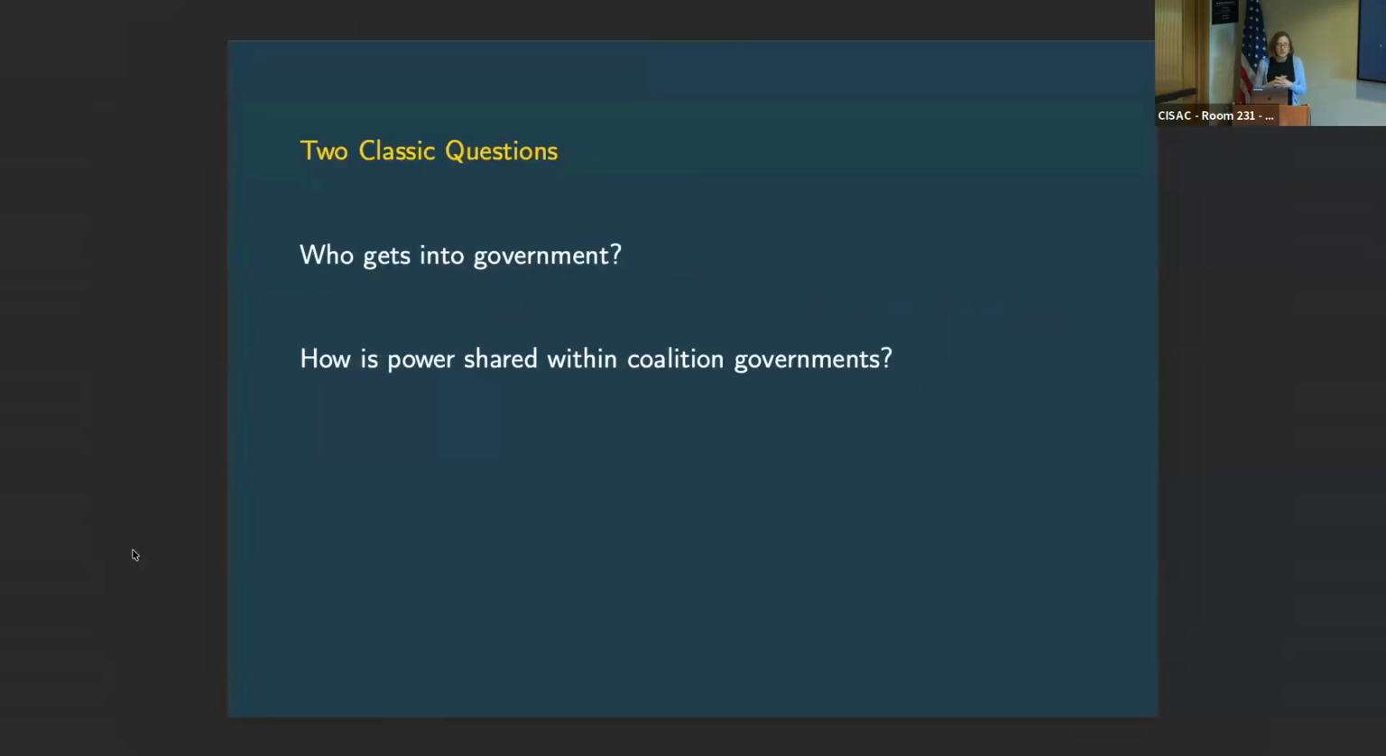So I'm going to talk about these two questions today. The first paper is more methodological, and we're trying to figure out how best to model who gets into government in a way that reflects what we think theoretically is going on in the government formation process. The second paper is more substantive. Here we're looking at how power is shared across coalition parties in a coalition government, and we're going to revisit this longstanding puzzle about whether the prime ministerial party is advantaged or disadvantaged when portfolios are allocated.